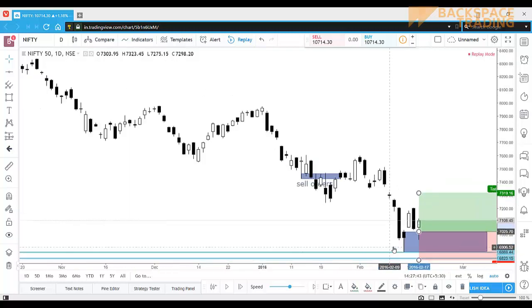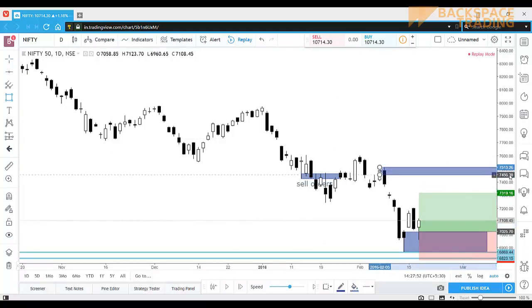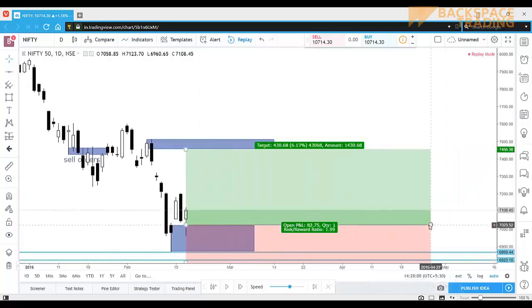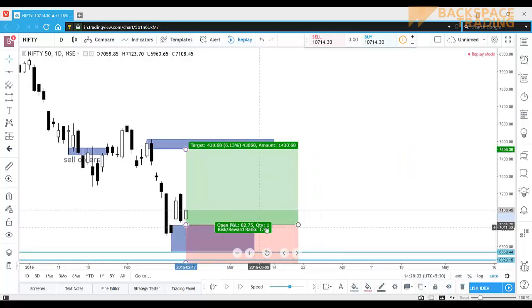And what do you think? You can place your target obviously around this zone, right? This is a potential target. If you check how much this is, it's almost a risk reward ratio of 2. It is acceptable.